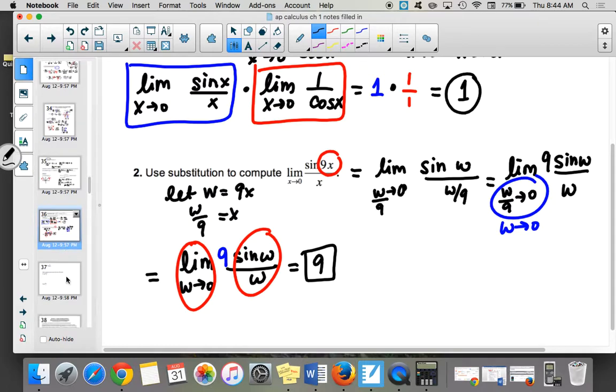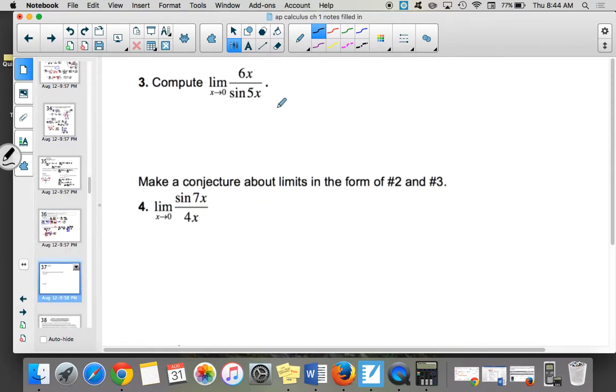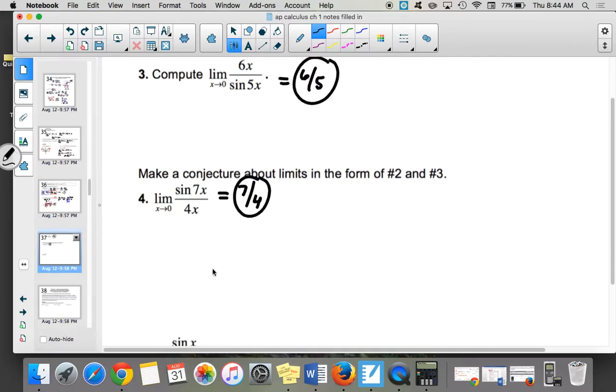All right, so there has to be some kind of trick. I could do the same thing for this. I could do my w is equal to 5 over x, and so on. This one goes to 6/5. What do you think this one goes to?